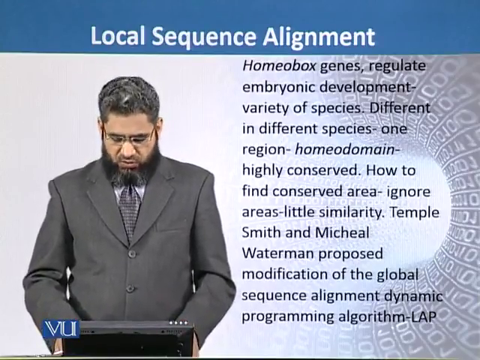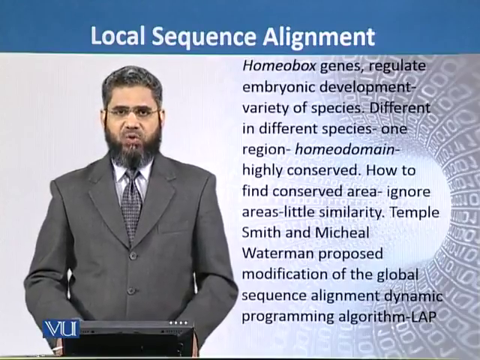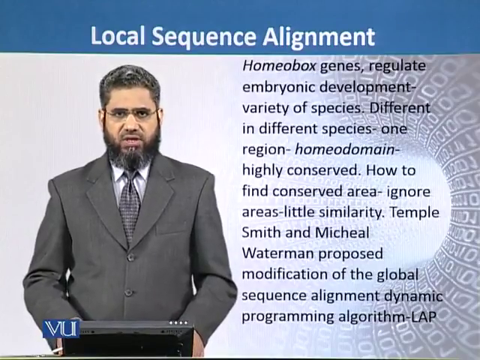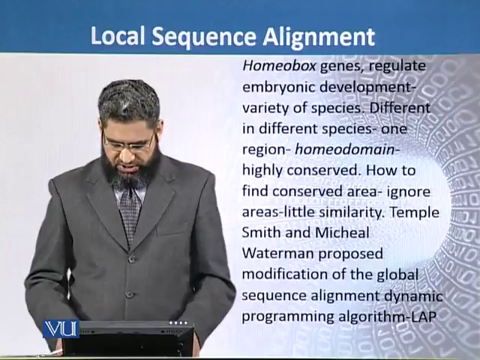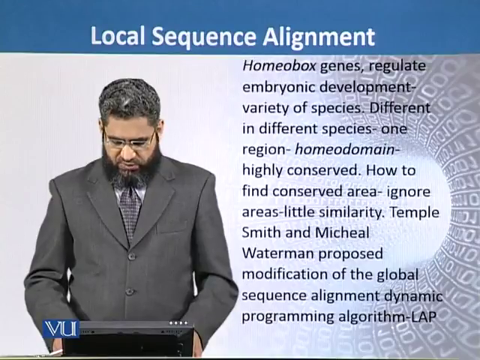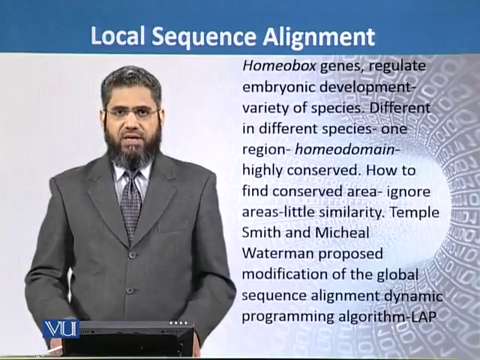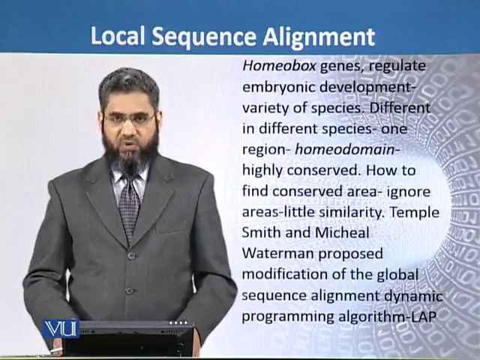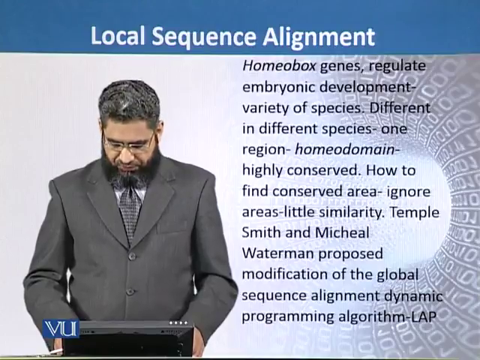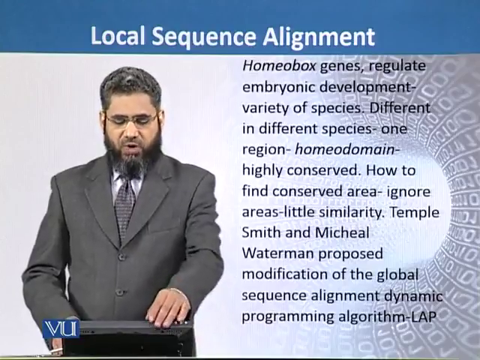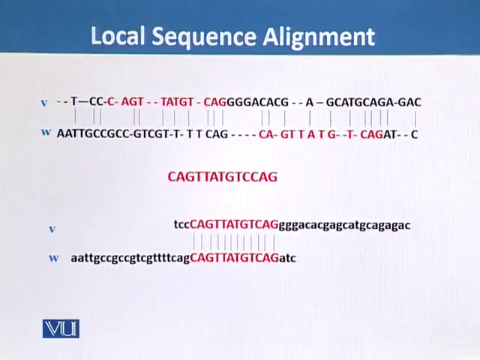So the problem is how to find the conserved area of this homeodomain and ignore the less similar parts of the other regions of the proteins. This problem was solved by two scientists, Temple Smith and Michael Waterman, who proposed a modified version of the global sequence alignment dynamic programming algorithm, that is the local alignment algorithm. So here is an example of local sequence alignment.